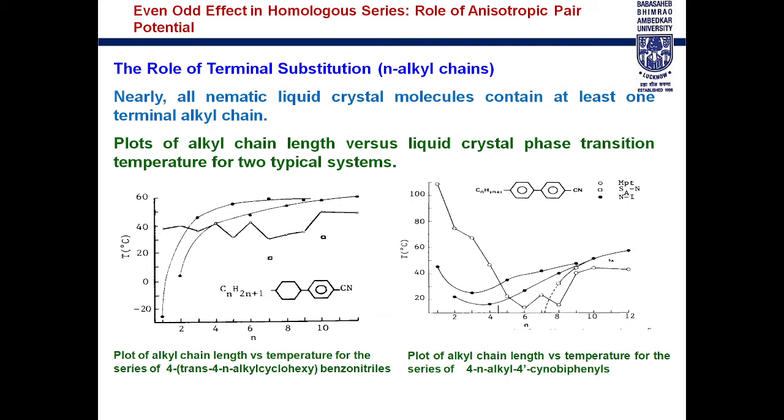Even-odd effect in homologous series role of an isotropic pair potential. For the even-odd effect, the role of the terminal substitution, that is the alkyl chain, is significant. All nematic liquid crystal molecules contain at least one terminal alkyl chain.